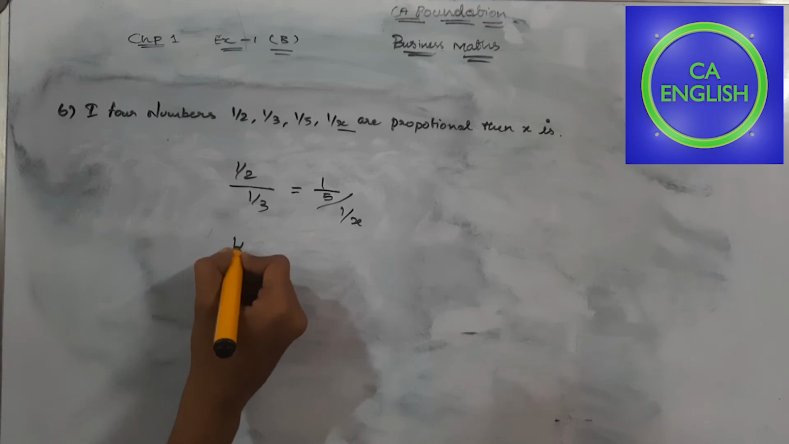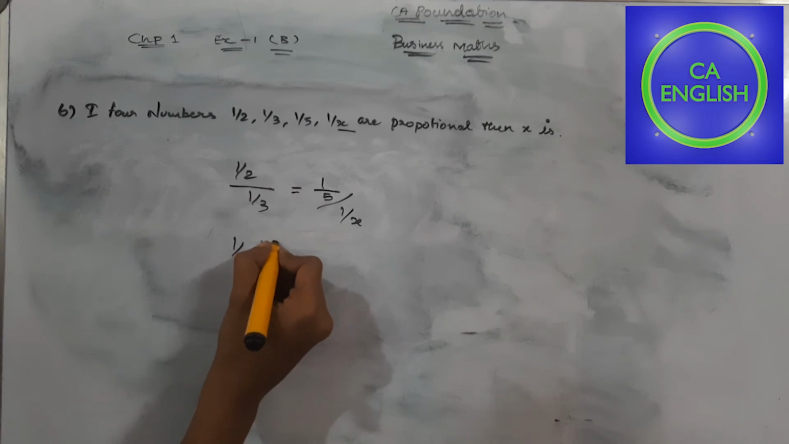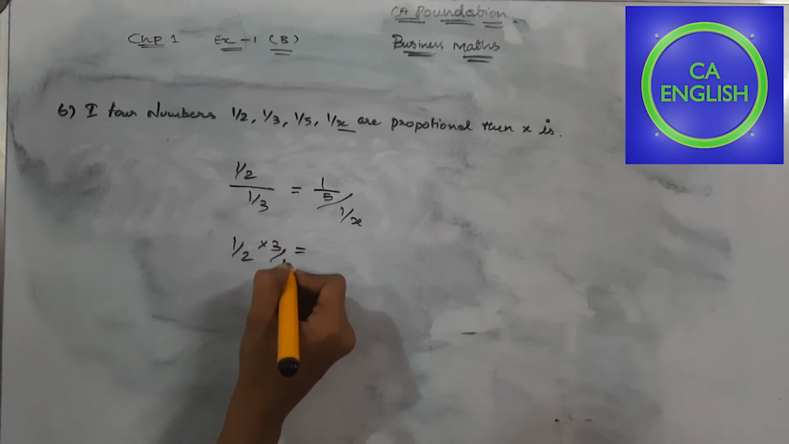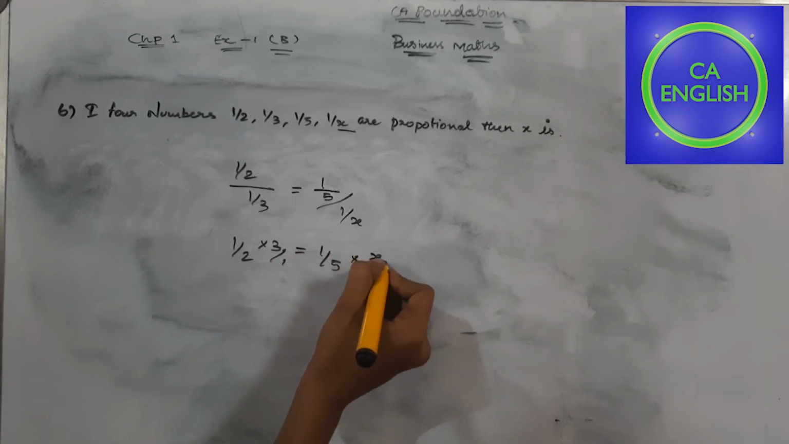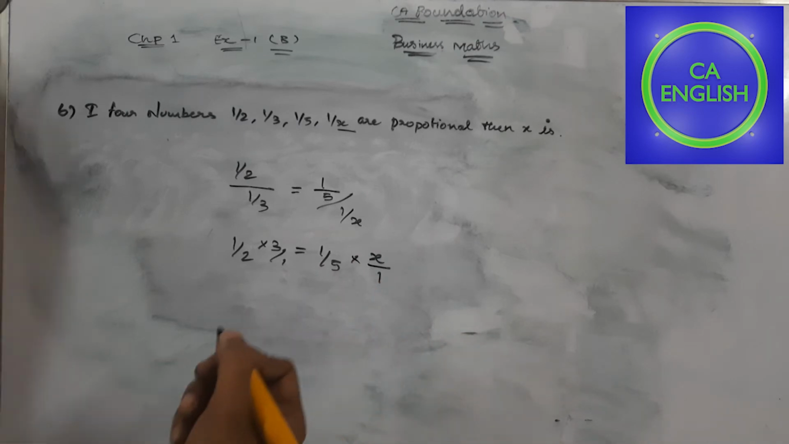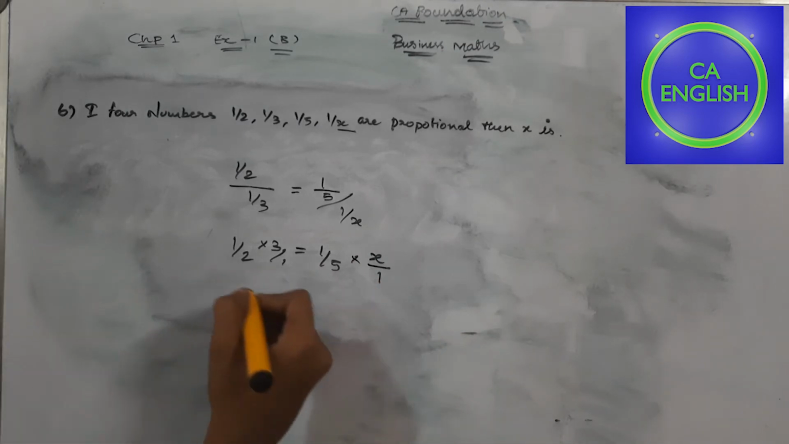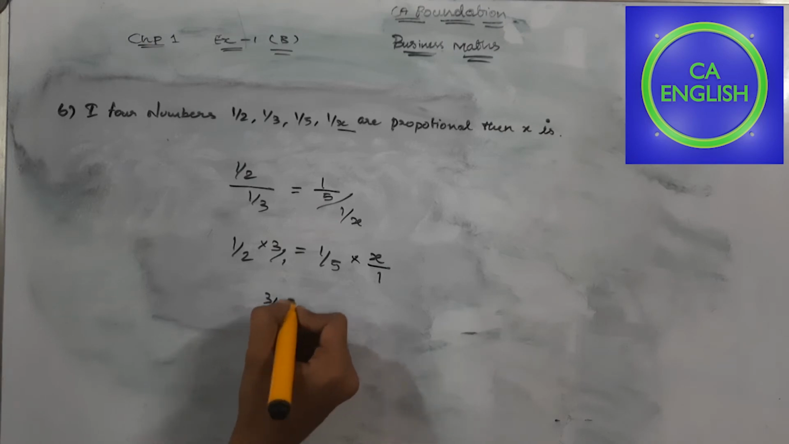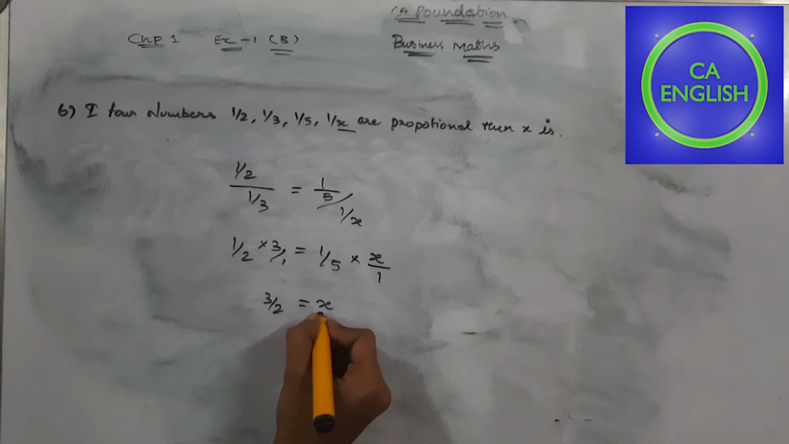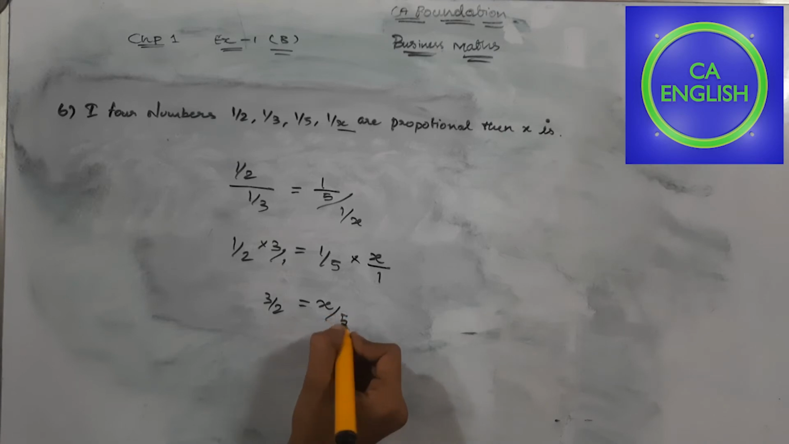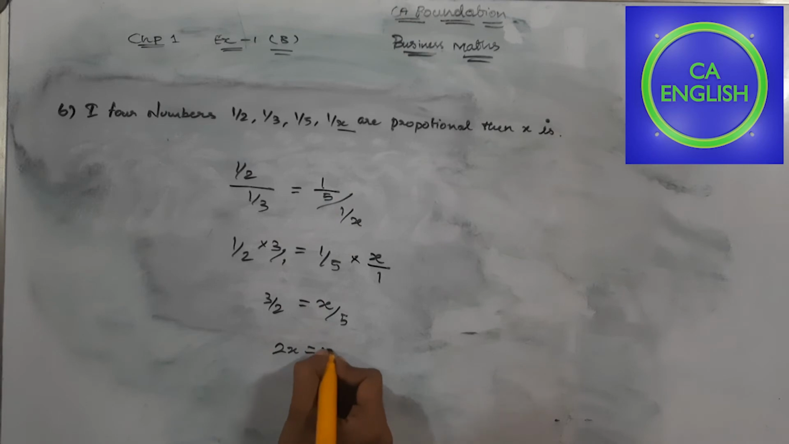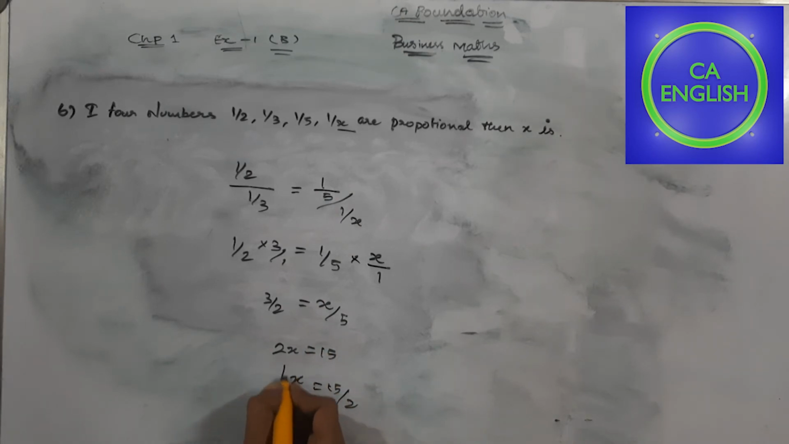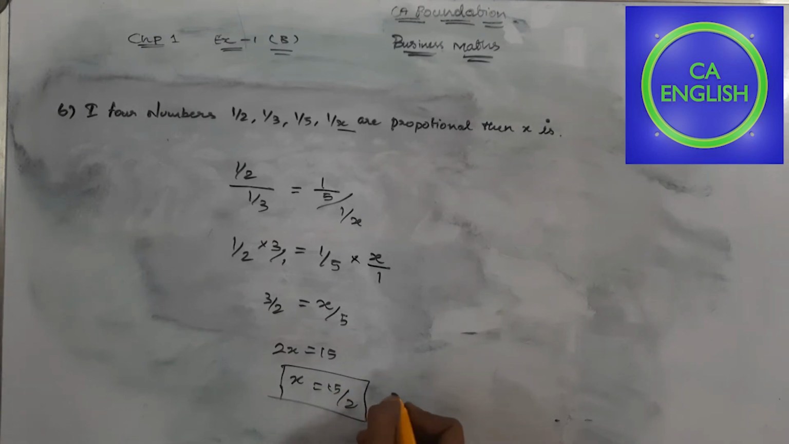Just bring the 1 by 3 to here. It will be the reciprocal, into 3 by 1. Don't get confused: 1 by 5 into x by 1. Just multiply it. It will become 3 by 2 equals x by 5. Then cross multiply it. 2x is equal to 15. Therefore, x is equal to 15 divided by 2. That's the answer. Option C.